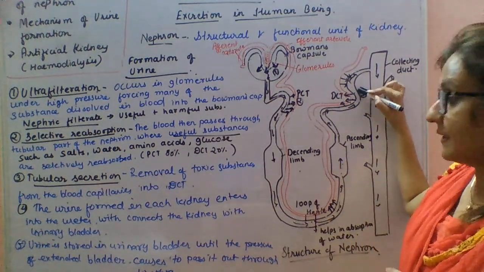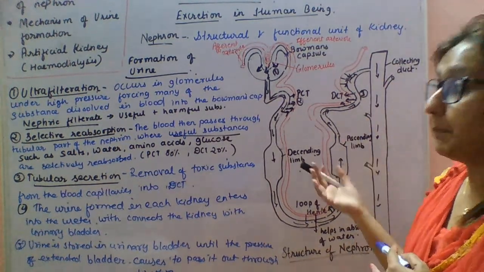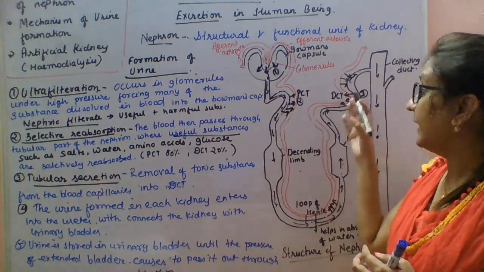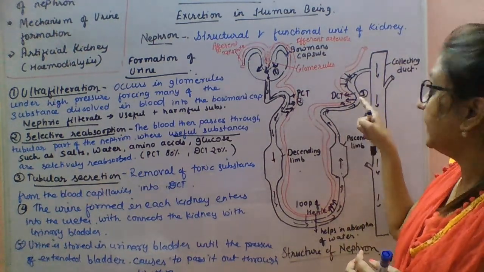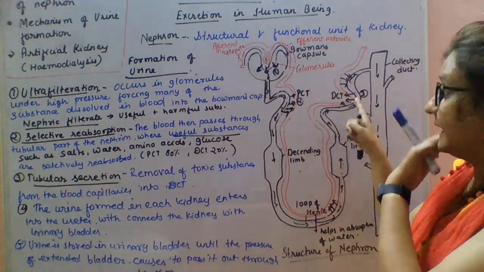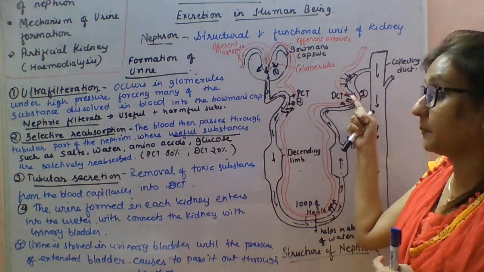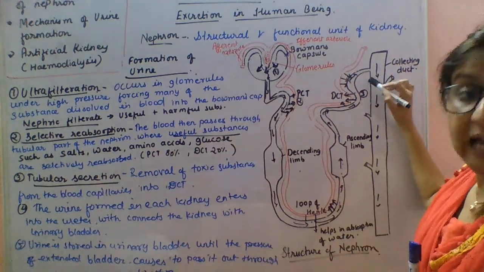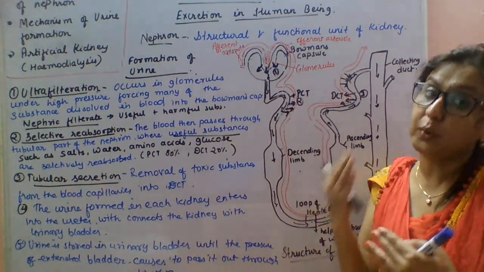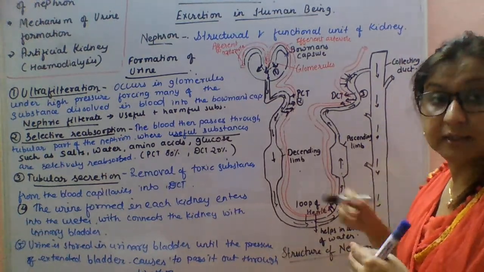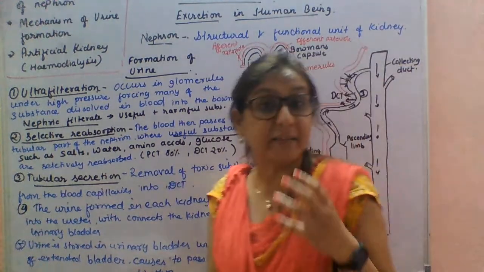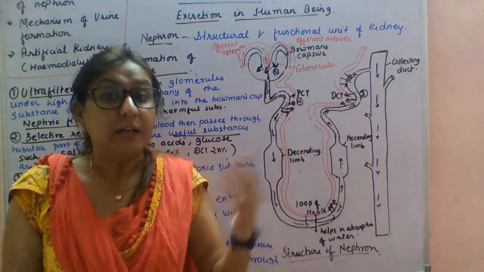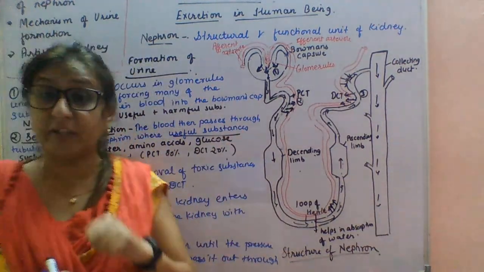So in the DCT, two processes occur: selective reabsorption and tubular secretion. Now the filtrate changes into urine. In the collecting duct, that filtrate is now urine, and the collecting duct collects all the urine. Now we will discuss the fourth point, concentration of urine.